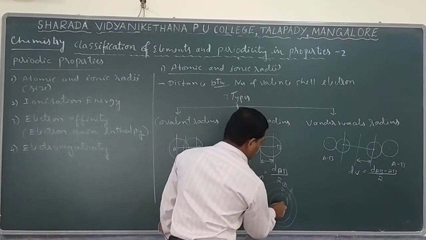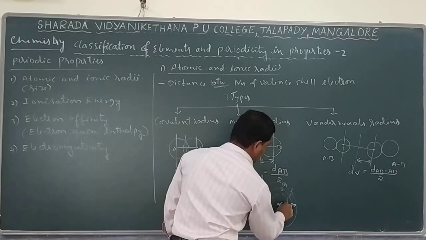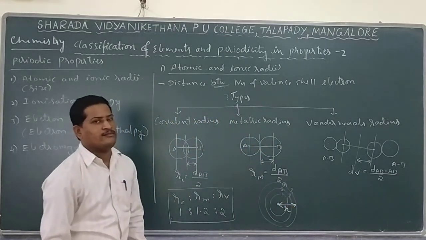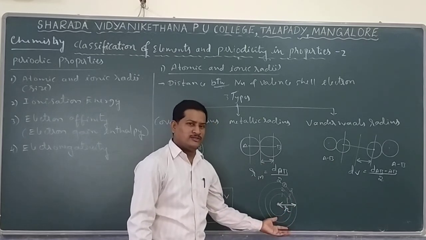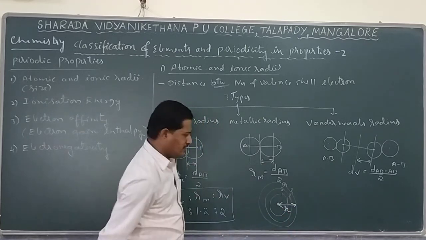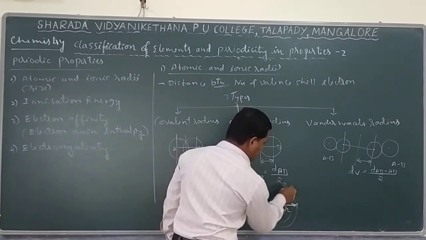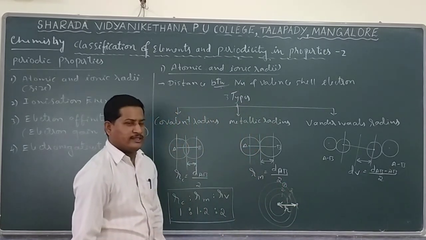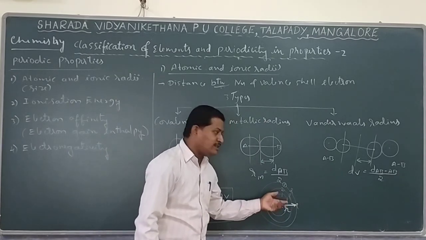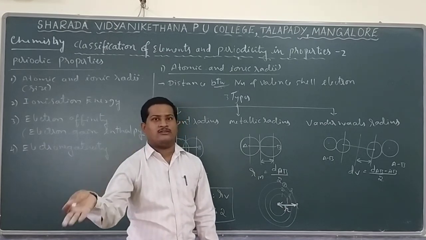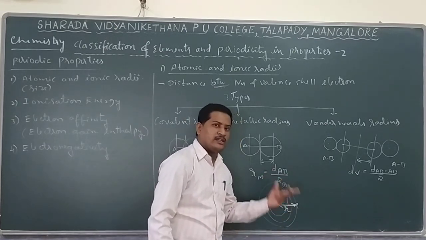So the distance between the nucleus and the electron present in the valence shell is nothing but our atomic radius. It is very difficult to measure that. It is not at all possible to measure using any device. But an average value is taken. Suppose it is an atom, then it is atomic radius. Suppose it is an ion, after removal or adding of an electron the atom becomes an ion, then it is called ionic radius.